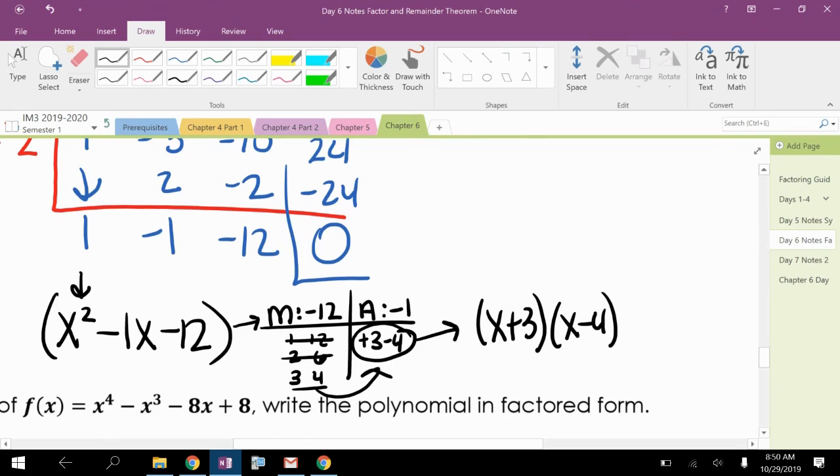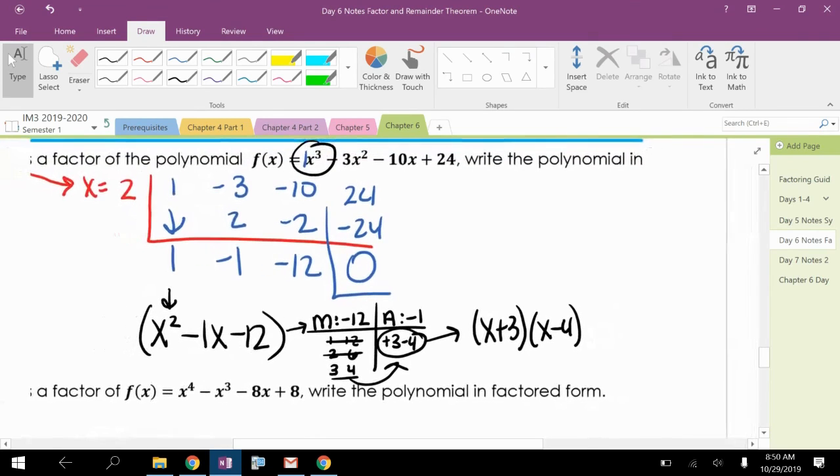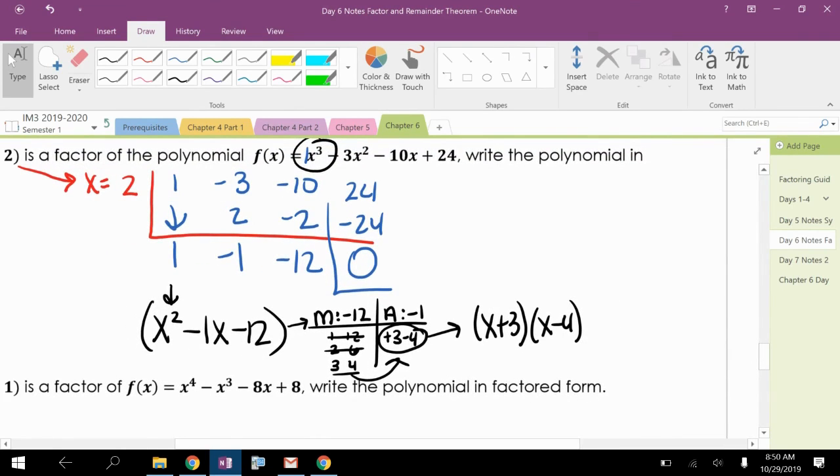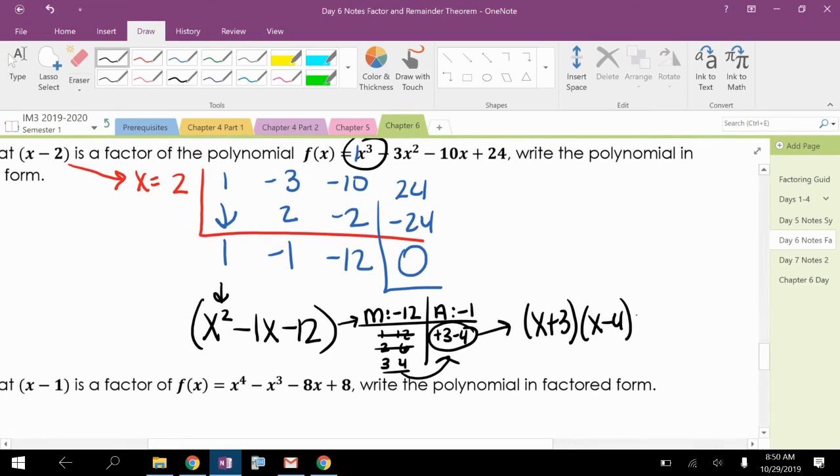And let's talk about this for 1 second to make sure that you understand. My degree in the beginning was 3. I only had 2. Does anyone know what my other factor is from the beginning of this problem? Yeah, I think it's x minus 2. X minus 2. This guy. And we're done.